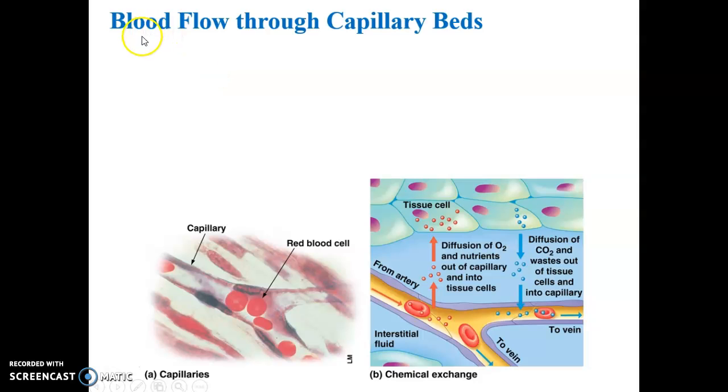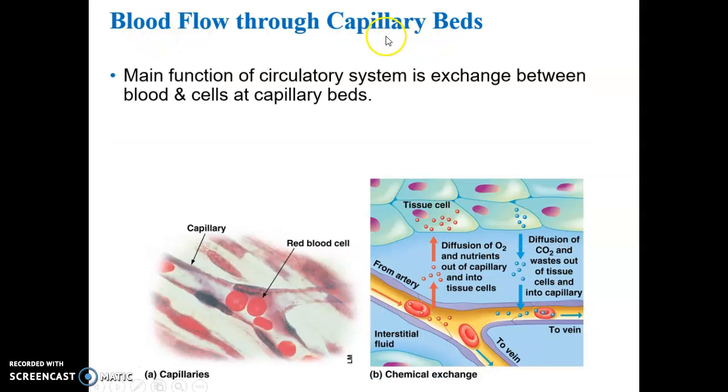So let's talk now about the movement of the blood through capillaries in the capillary beds. The main function of the circulatory system is the delivery and exchange between the blood and the cells at the capillary beds, and that means the exchange of gases, dropping off oxygen, picking up carbon dioxide, and dropping off nutrients like glucose, blood sugar, and picking up metabolic wastes to be carried off by the bloodstream.